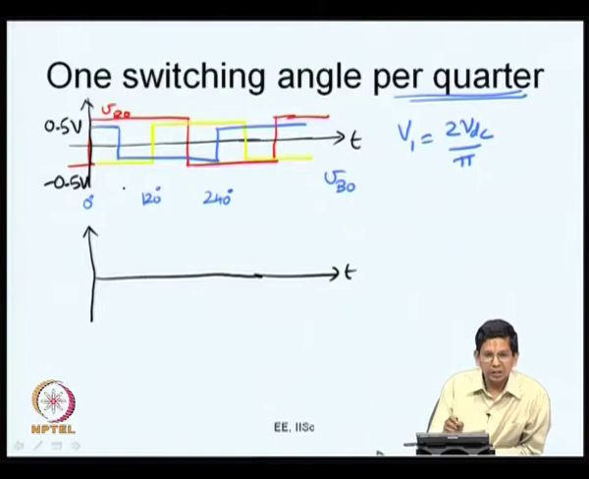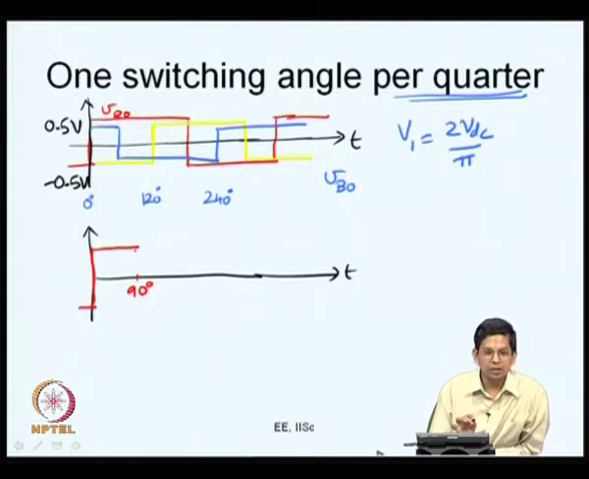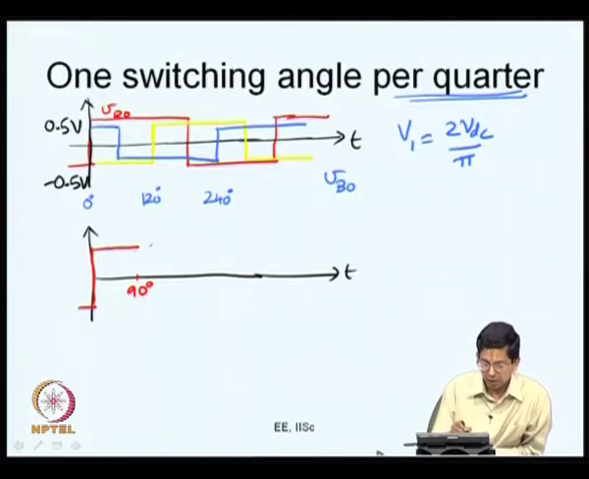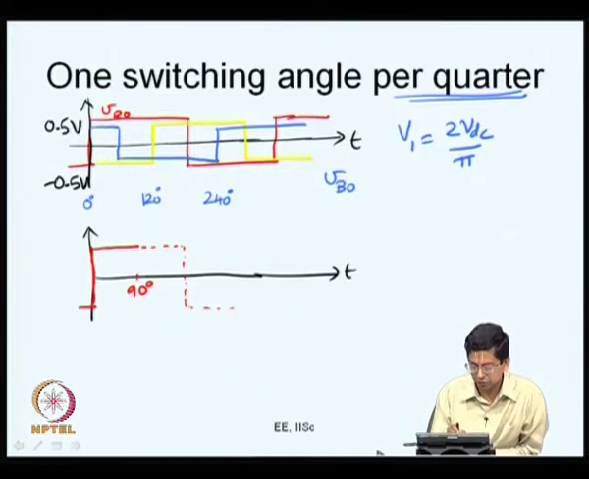So, instead of drawing the entire waveform, I can only draw one quarter of this. It is negative just before 0, and at 0 it switches from low to high, and then it is high up to 90 degrees. If I draw this much, it is enough, because the waveform has quarter wave symmetry. It means I can just reflect it about 90 degrees and get the next quarter. And now I have one half.